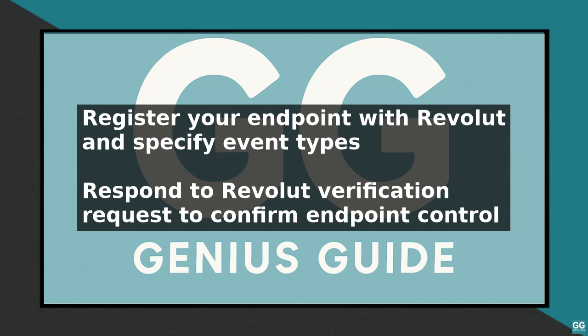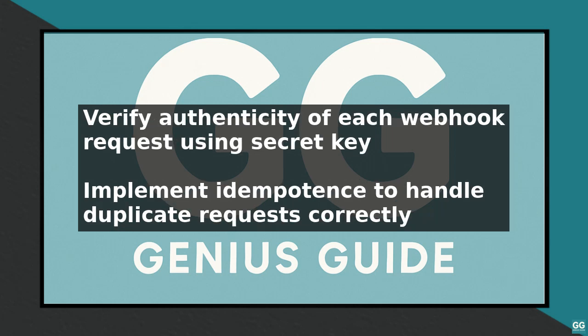This involves verifying the authenticity of the request, parsing the event data, and taking the appropriate action based on the event type. For example, if you receive a payment notification, you might update the order status in your database. A key best practice is to verify the authenticity of each webhook request. Revolut signs each request with a secret key, which you can use to verify that the request came from Revolut and not from an imposter.